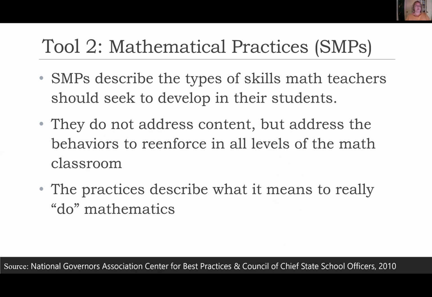The second tool that I used to evaluate the College Preparatory Math Core Connections Algebra text was Tool 2, Mathematical Practices. These are called SMPs, for Standards of Mathematical Practice. The SMPs describe the types of skills math teachers should seek to develop in their students. They do not address content, but address the behaviors to reinforce in all levels of the math classroom. The practices describe what it means to really do mathematics, rather than just know mathematics.